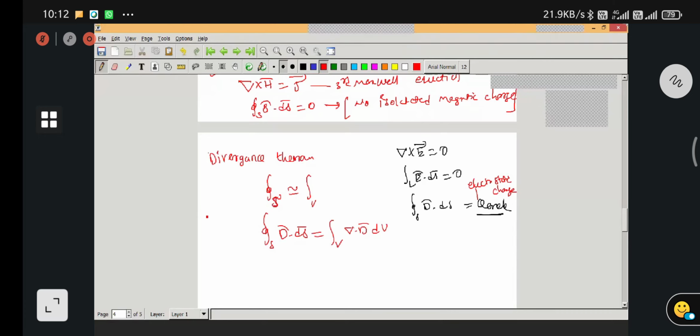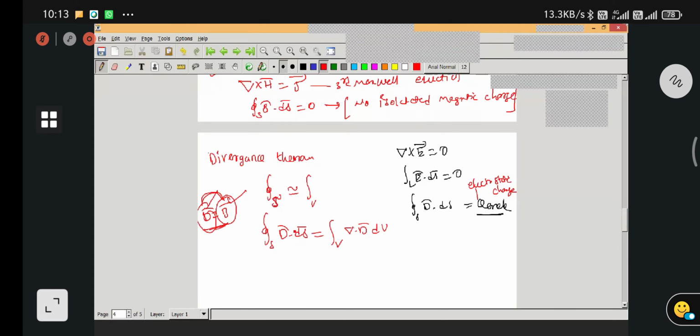Now I am replacing the D vector with the B vector to simplify the fourth Maxwell equation. D vector is for electrostatics, B is for magnetostatics. Just keep it in mind. The electric flux density unit is coulomb per meter square. The magnetic flux density is in Weber per meter square. Flux lines passing through an area work the same way.